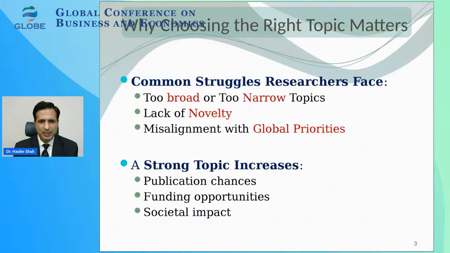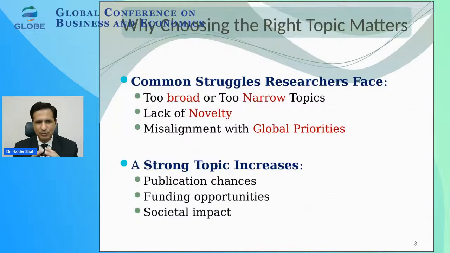All right, so let's move towards the first thing we need to understand: why choosing the right topic matters. Nowadays, researchers commonly face the issue of topics that are too broad or too narrow. Mostly we come up with an idea which is very good, but too generalized. And sometimes we come up with an idea which is too narrow, for example, just targeting one city. Like, for example, trying to understand the football match between two states in the USA, California and Florida.